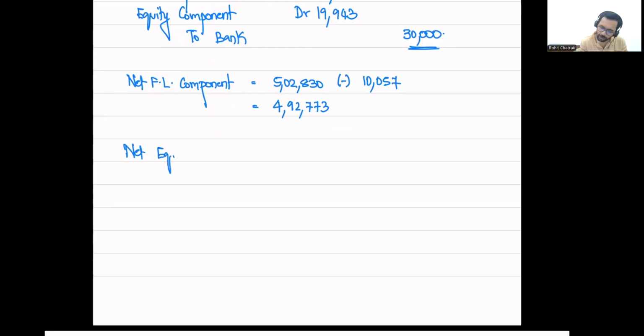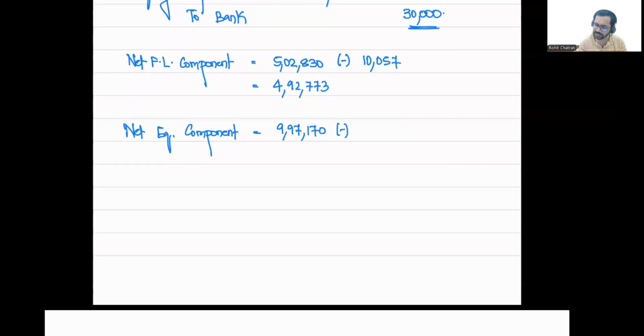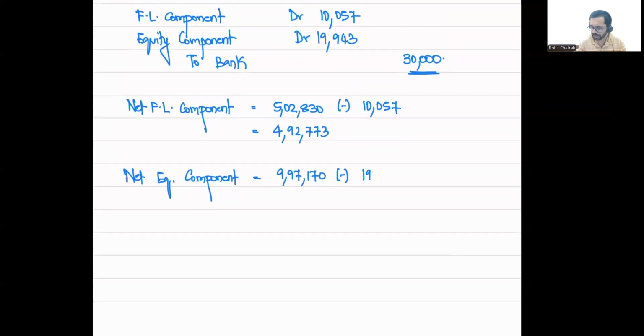The net equity component would actually be equal to 9,97,170, less the transaction cost of 19,943. The equity value also reduces by the amount of transaction cost, and the amount that will be there in the books of accounts after this will be 9,77,227. The amount of equity recognized in the books will be 9,77,227.